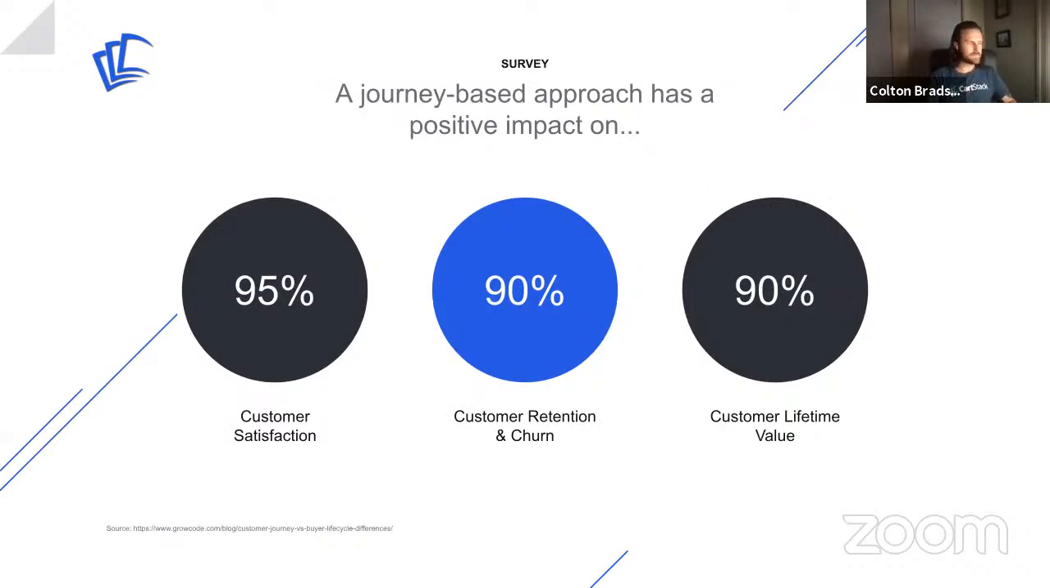And so one thing that I think is worth noting, where is my note here? Here it is. So Grow Code surveyed their audience to see which of their customers' businesses have been positively impacted by the effects of a journey-based marketing and remarketing approach. They looked at customer satisfaction, retention, churn, and customer lifetime value. 95% said that a journey-based approach had a positive impact on customer satisfaction. And then 90% said it had a positive impact on retention, churn, and customer lifetime value.